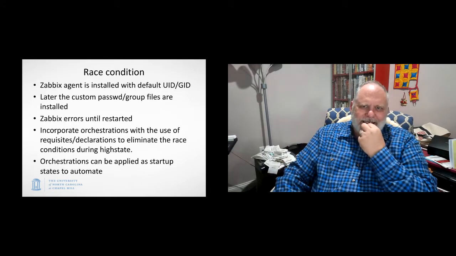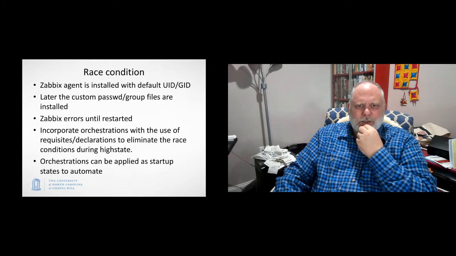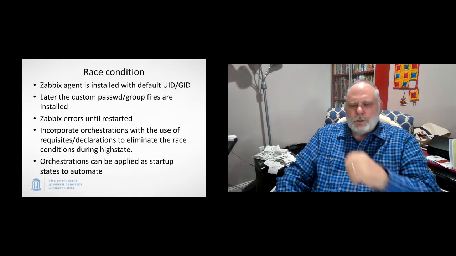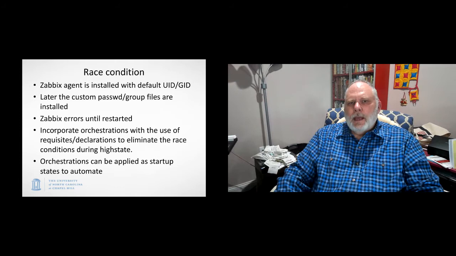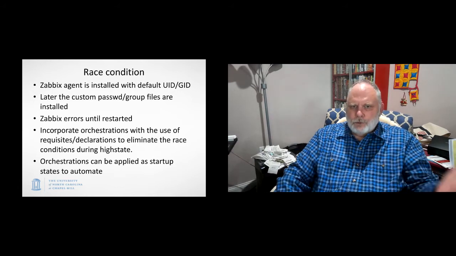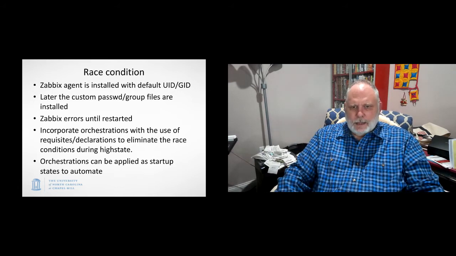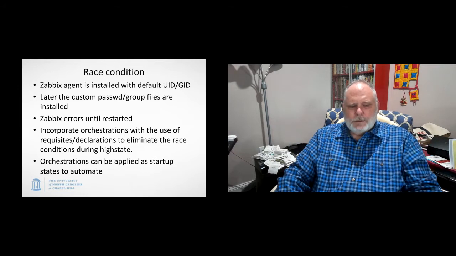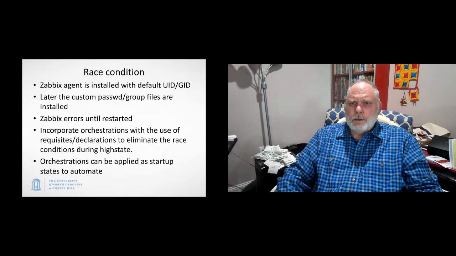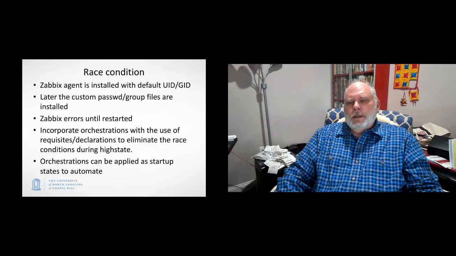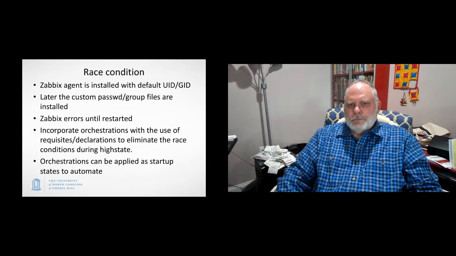So one of our race conditions is this. We install the Zabbix agent. Zabbix is our monitoring host. And when you install it out of the package, it comes with a default UID GID. One of the things that happens when you use the states like we're using them and install something like a Zabbix agent is it gets started. The trouble with that for us is that it gets started with an incorrect UID GID.